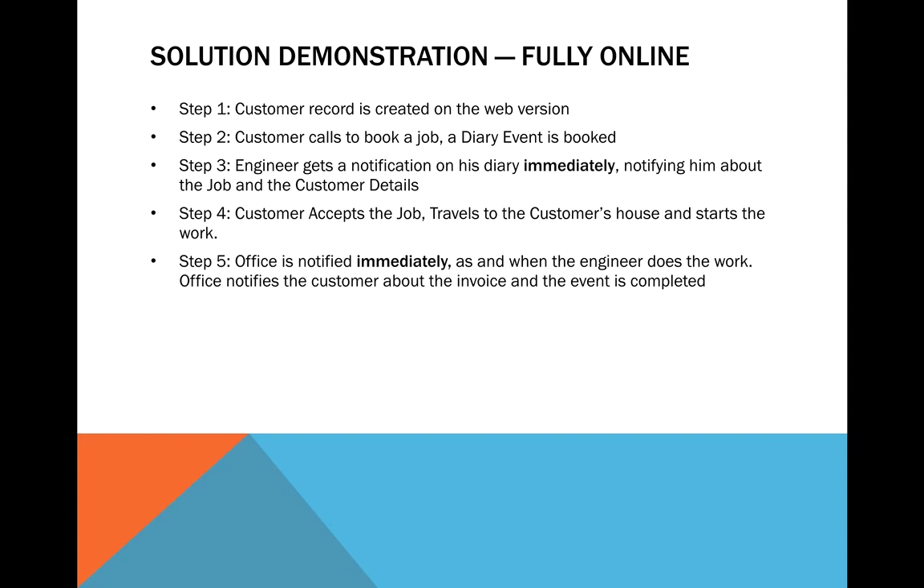Both the engineer has a very strong Wi-Fi signal and the office has a very good Wi-Fi signal. So we will be able to see things like, when you create a customer, it will be immediately available on the mobile. When you create a diary event, it will be immediately available on the mobile. And when the engineer does something, it will immediately be available on the web as well. So let's actually go to the system.